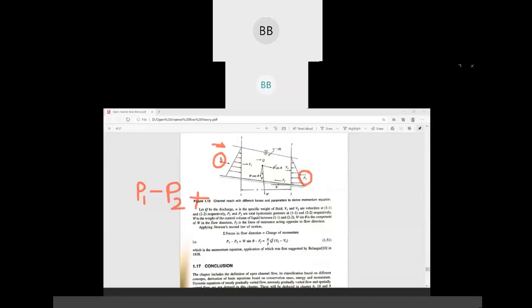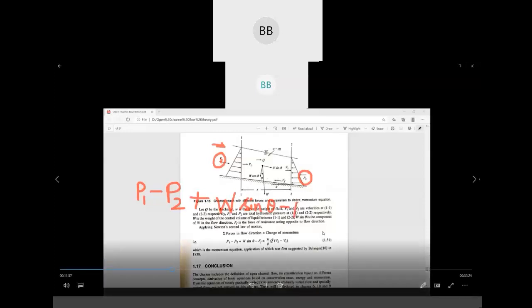So this will be again positive because the direction of flow and the direction of W sin theta is the same. So it will be W sin theta. Next, another term we have is the friction force. It will be negative, definitely in the opposite direction, because friction is a resistance force. So minus F by F. That is the friction force.